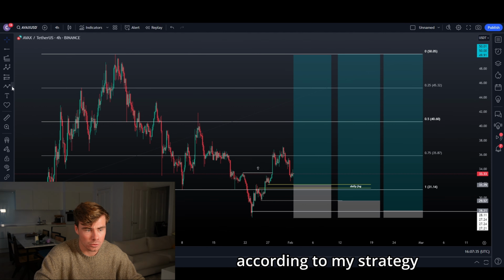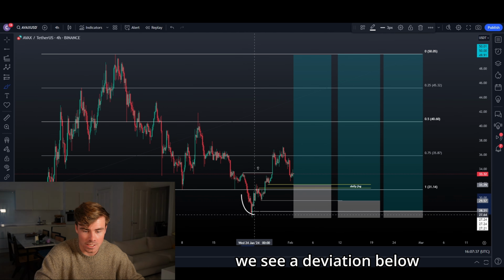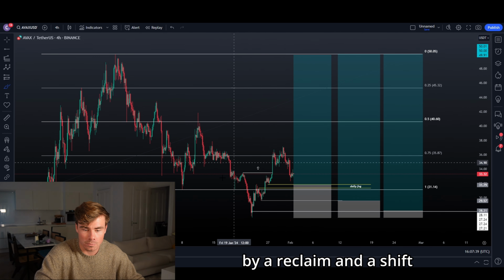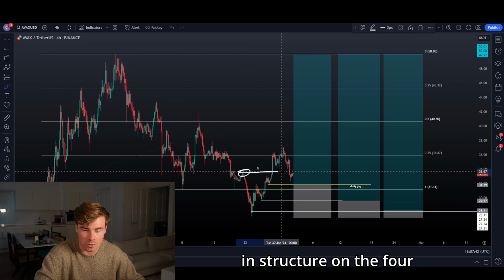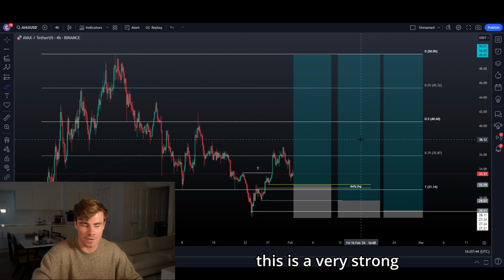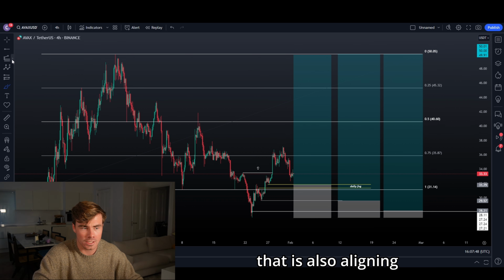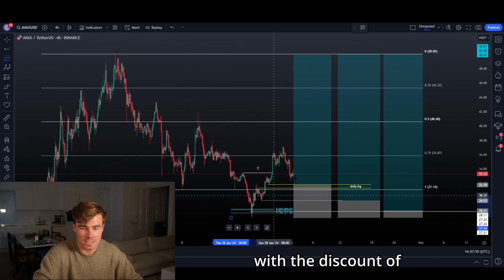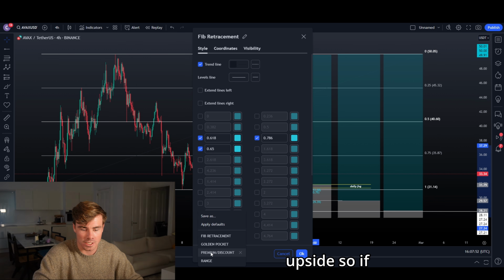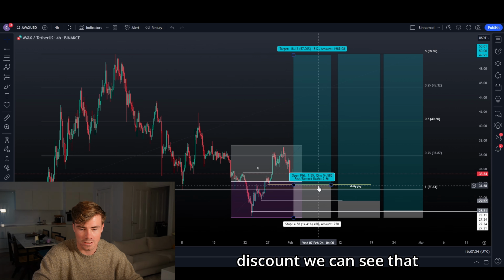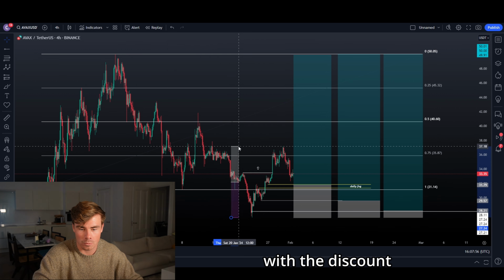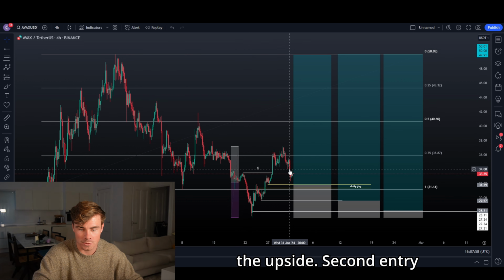Once again, according to my strategy, we see a deviation below this range low, followed by a reclaim and a shifted structure on a 4-hourly time frame. To me, this is a very strong trigger to start looking for longs. We have this daily fair value gap that is also aligning with the discount of this impulse to the upside. So if we take the premium discount, we can see that the daily fair value gap is aligning with the discount of this impulse towards the upside.